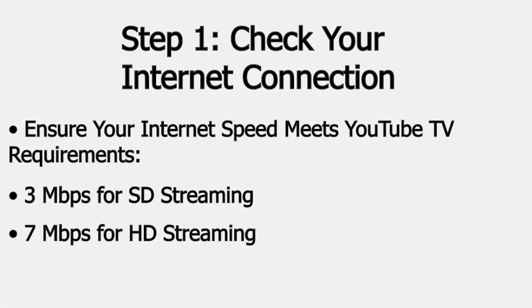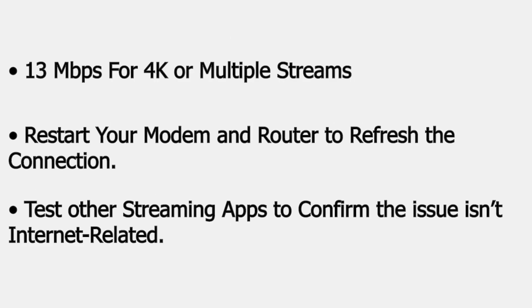First step is check your internet connection. Ensure your internet speed meets YouTube TV requirements: 3 megabytes per second for SD streaming, 7 megabytes per second for HD streaming, 13 megabytes per second for 4K or multiple streams. Restart your modem and router to refresh the connection. Test other streaming apps to confirm the issue isn't internet related.